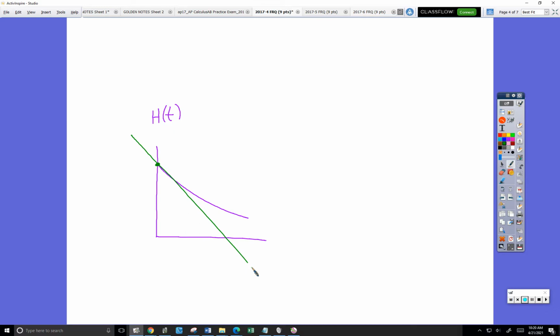So when we came out here to time equal 3, and we found this y-coordinate, and we said that value of 43 was a pretty good estimate for the temperature of the potato, the actual temperature of the potato would have been higher if h were concave up. This is the case where h is concave up.